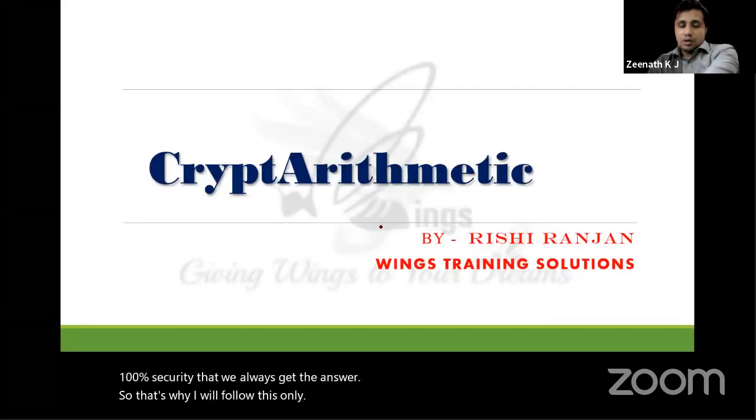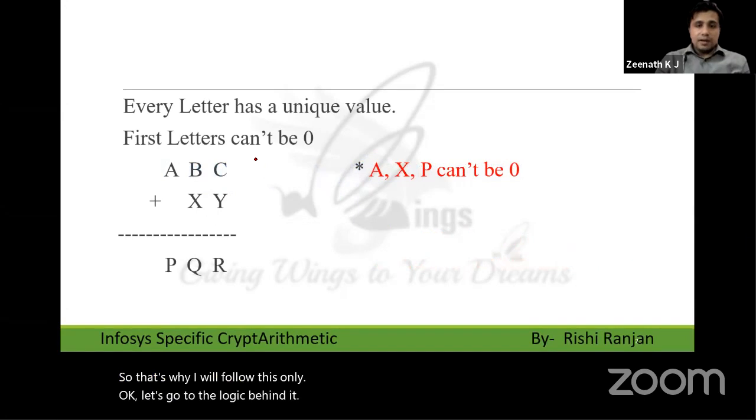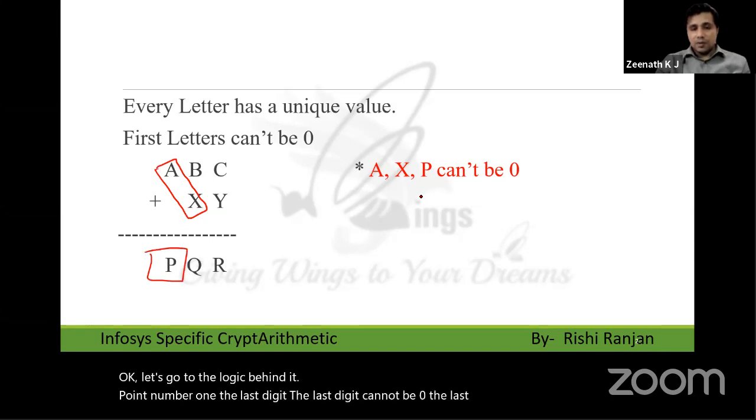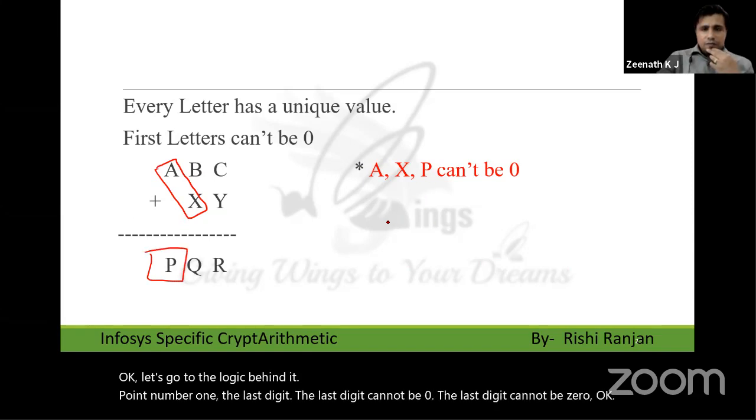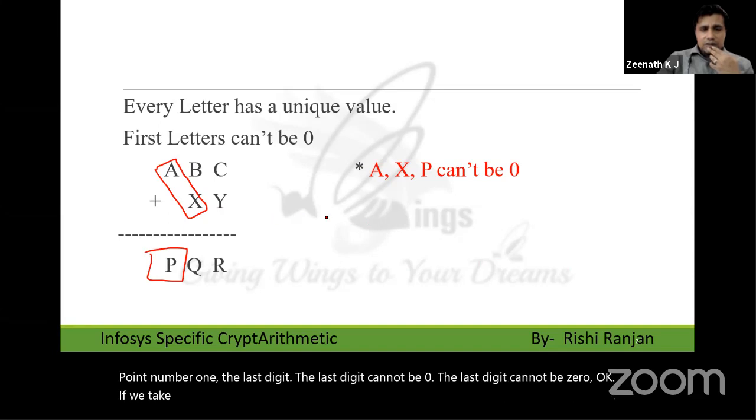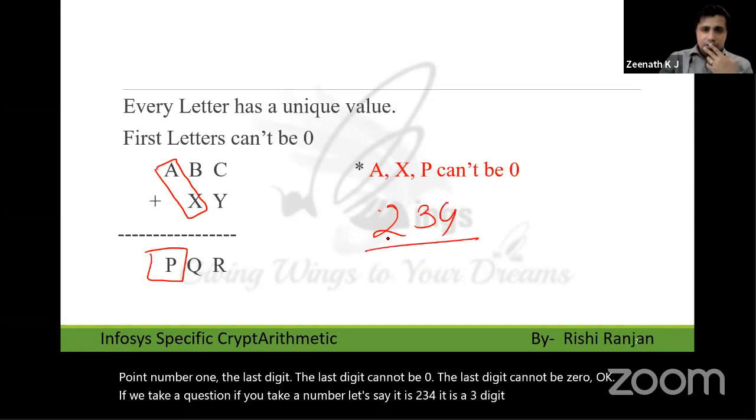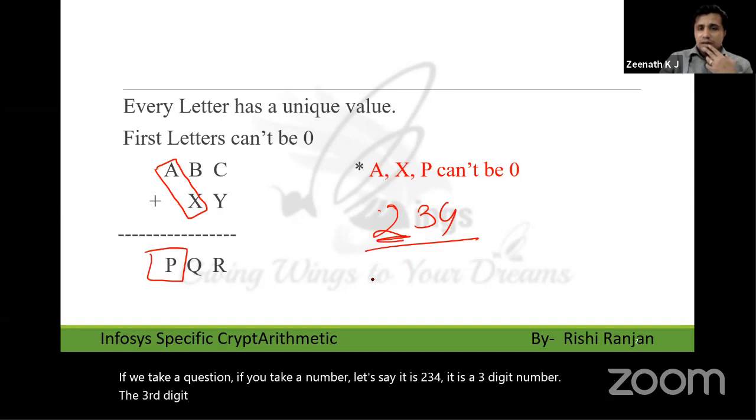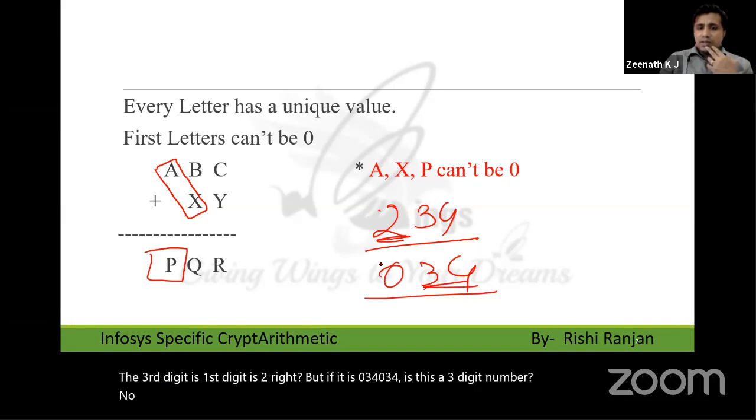Okay, let's go to the logic behind it. Point number one: the last digit cannot be zero. The first digit cannot be zero. If we take a number, let's say 234, it is a 3-digit number, and the first digit is 2. But if it is 034, is this a 3-digit number? No, it becomes a 2-digit number because zero cannot come at the first place.